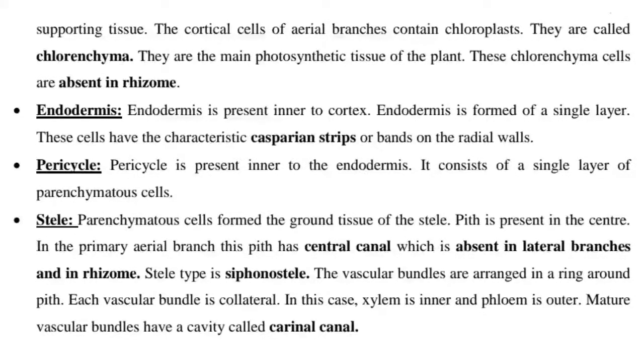Endodermis. Endodermis is present inside the cortex. Endodermis is formed of a single layer. These cells have the characteristic Casparian strips or bands on the radial walls. Pericycle. Pericycle is present adjacent to the endodermis. It consists of a single layer of parenchymatous cells. Stele. Parenchymatous cells form the ground tissue of the stele. Pith is present in the center. In the primary aerial branch, this pith has a central canal which is absent in lateral branches and in rhizome.